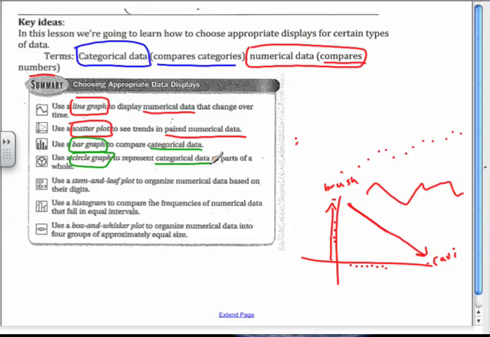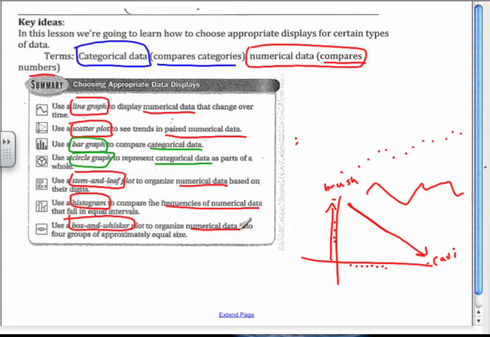All right. Now, I'm going to pull my red pen back because a stem and leaf, which we've been doing, organizes numerical data, right, by the last digit. A histogram organizes or displays numbers based on their frequency, okay? And a box and whisker plot organizes numerical data into 4 groups of approximately equal size, okay?